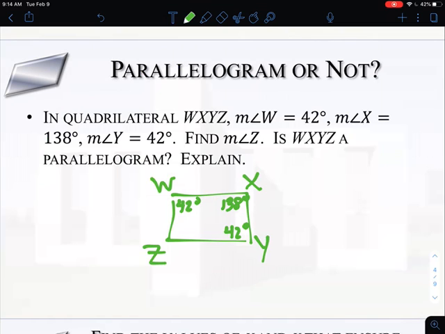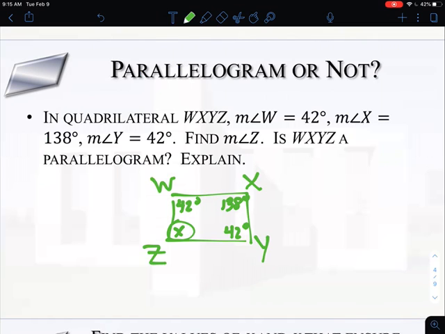And the measure of angle Y is 42. It says find the measure of angle Z, and then determine if WXYZ is a parallelogram. Now, this goes back to our first section of chapter 7, which said that in a quadrilateral, all 4 angles have to add up to 360. So I'm looking for this angle Z here in the corner right there.